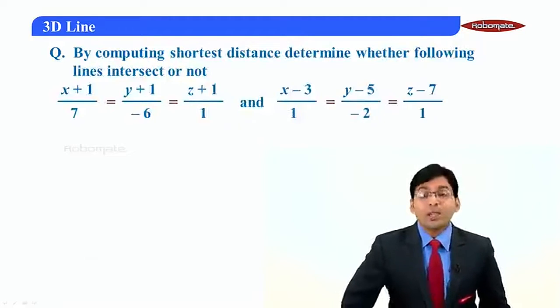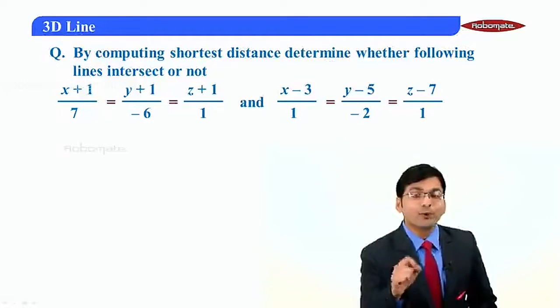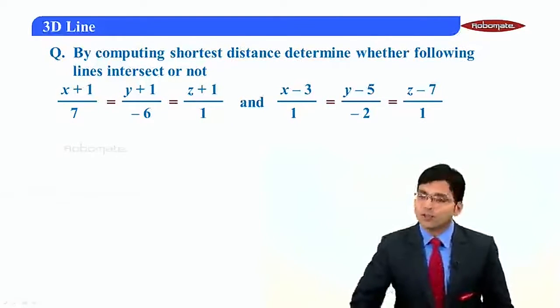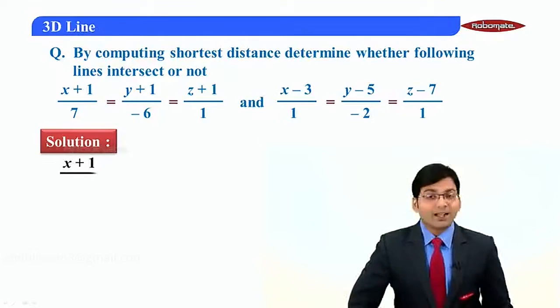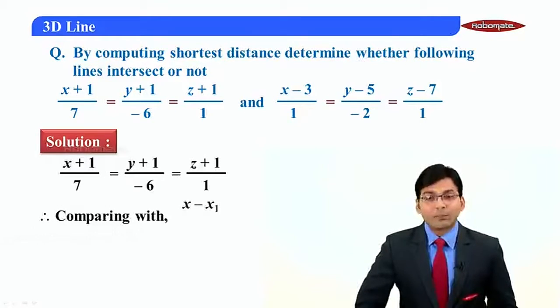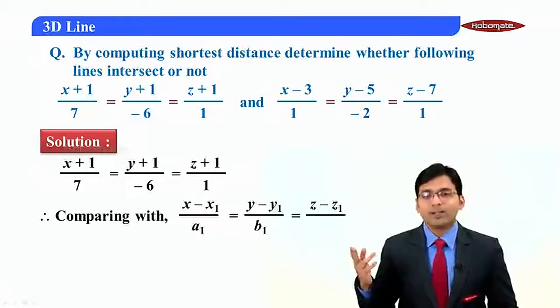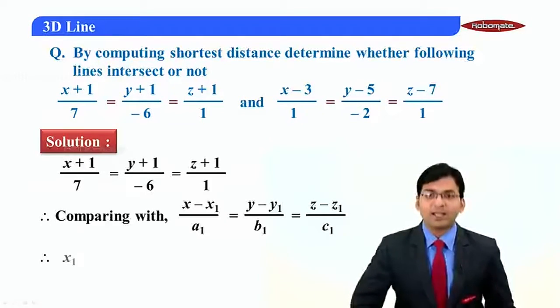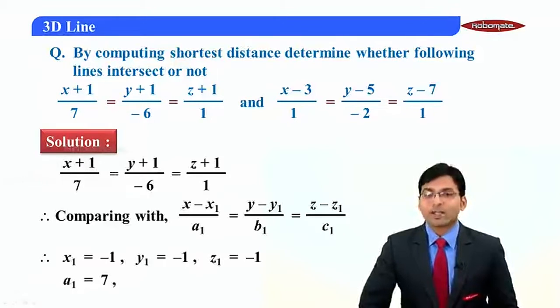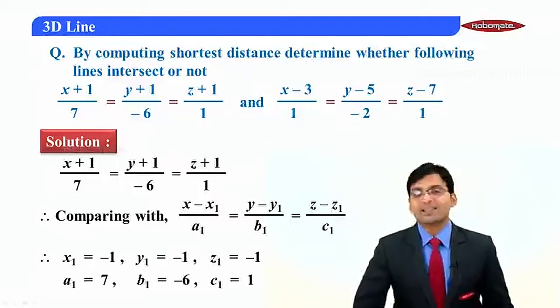Question number 2 says, by computing shortest distance between the given lines, determine whether the following lines are intersecting or not. Let us proceed. From the Cartesian equation 1, that is x plus 1 upon 7 equal to y plus 1 upon minus 6 equal to z plus 1 upon 1, we can get by comparing with standard form x minus x1 upon a1, y minus y1 upon b1 and z minus z1 upon c1. We get x1 as minus 1, y1 as minus 1, z1 as minus 1. a1 is 7, b1 is minus 6 and c1 is 1.